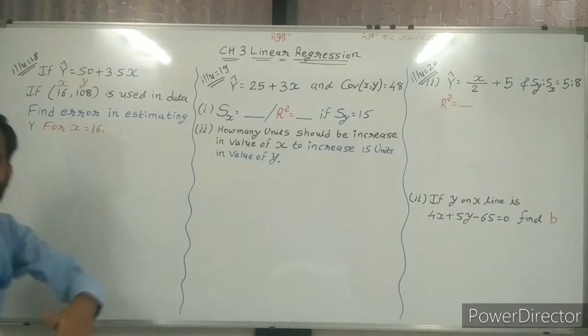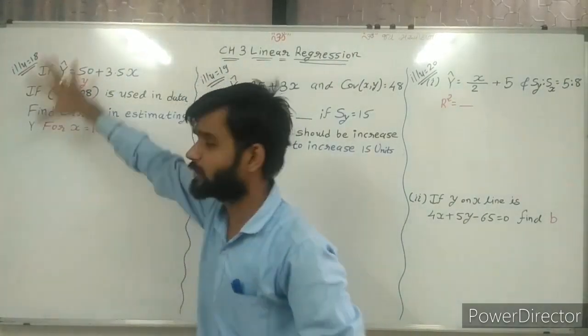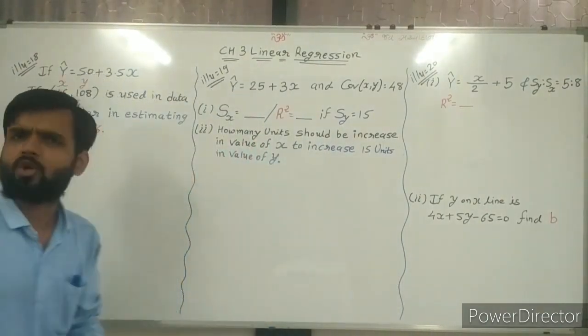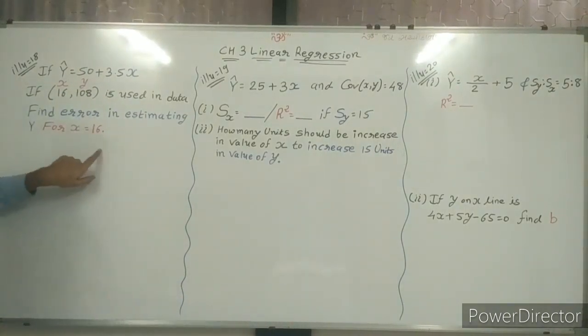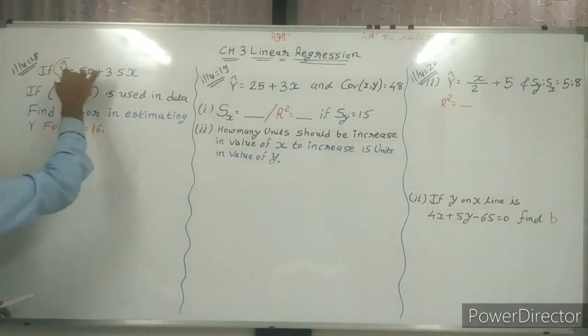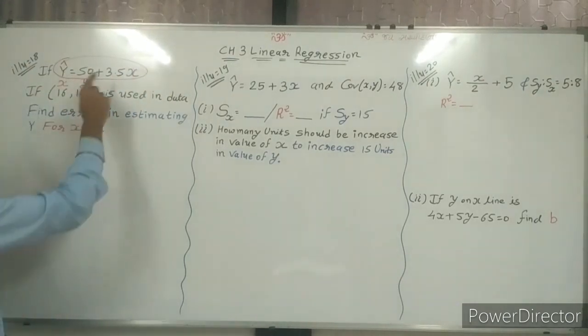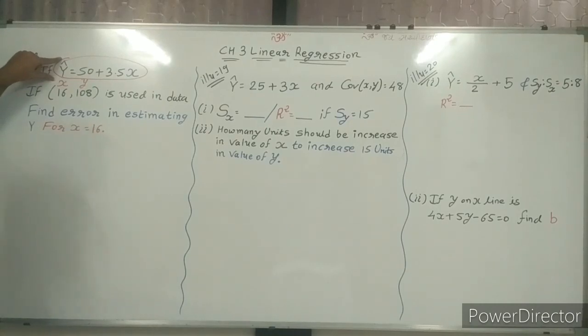Now error, so what is error? That is a new thing for all of you, but very easy one. Don't worry about it. First of all, we know x is equal to 16. So in this equation, y cap is equal to 50 plus 3.5x, we are replacing x is equal to 16, then finding the value of y cap. So first of all, solving it. See very carefully.